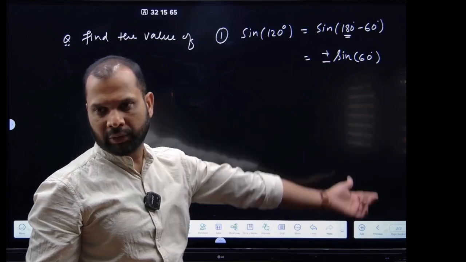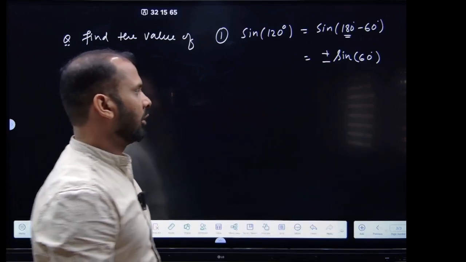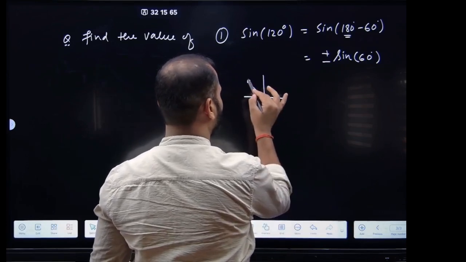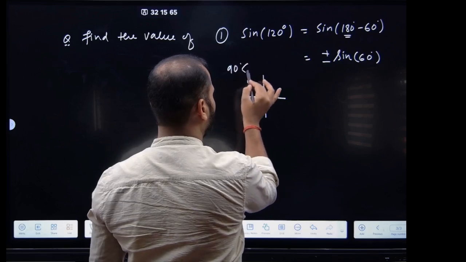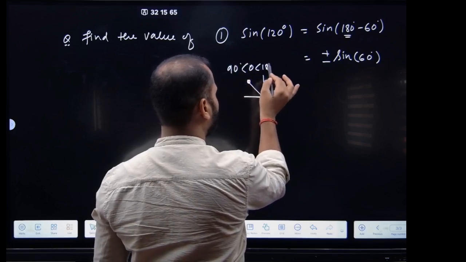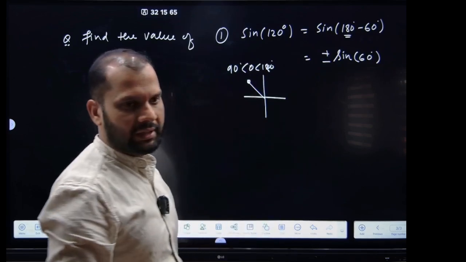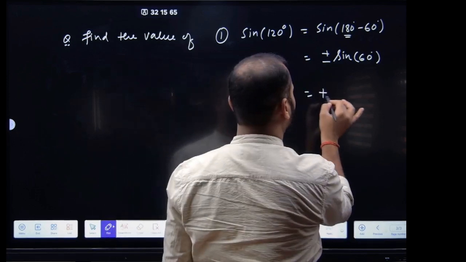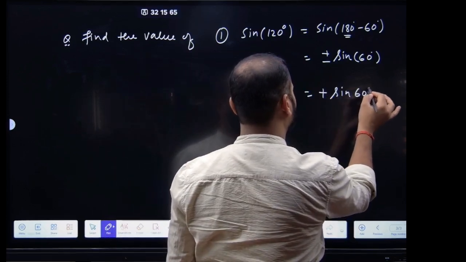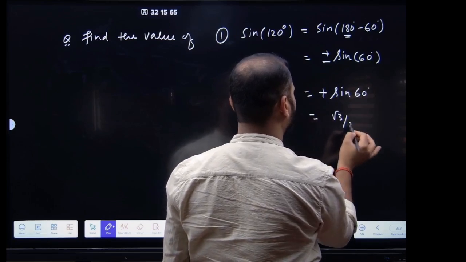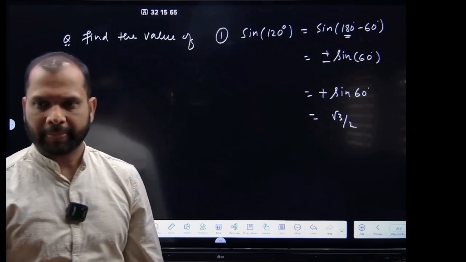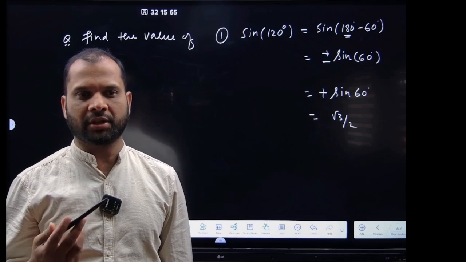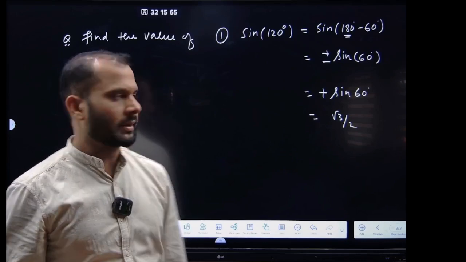Last time I wrote the integral multiple of 180. Now plus or minus, how to decide? So 120 degree, where will 120 be? Here, because theta should be 90 to 180 degree. Yes, 120 is in between that, definitely not in the first quadrant. So since it is in the second quadrant, and sine is positive in the second, I am writing like this. So what is the final answer? Root 3 by 2. Understood? Since sine in the second quadrant is positive, it will remain positive, right?